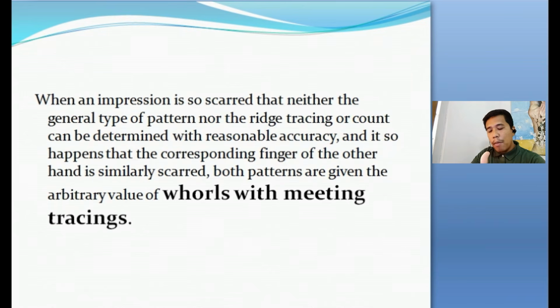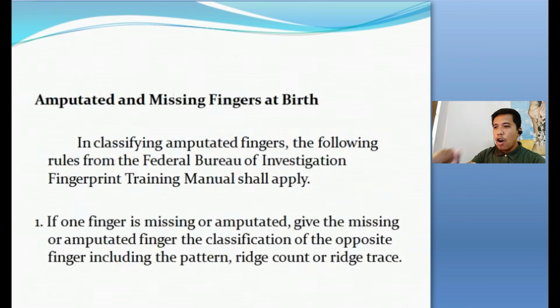Example. Yung right thumb mo is scarred or wounded. You cannot identify the ridge trace or the ridge count. You cannot identify also the pattern. But when you look at the left hand, same thing happens. It's also wounded and you cannot identify the pattern. So both the two thumbs are unidentifiable. What will be the solution? What is the rule? The two thumbs shall be considered as whorl. It does not say whether it is plain whorl or central pocket loop whorl, but it just says whorl pattern with meet or meeting tracing. That's the general rule.